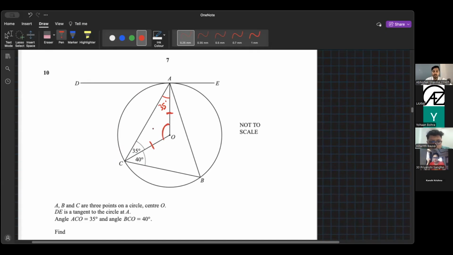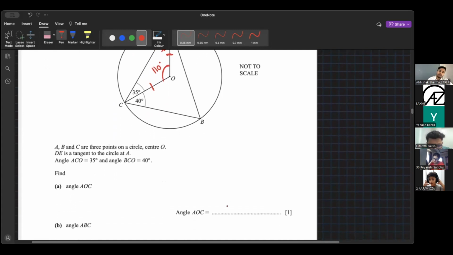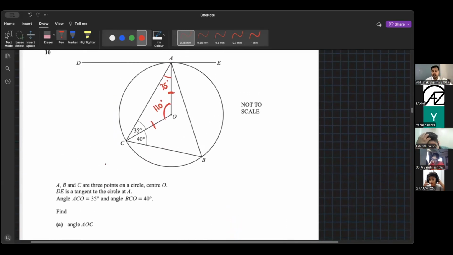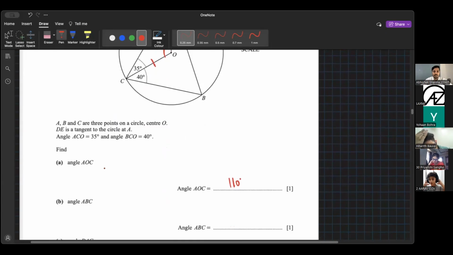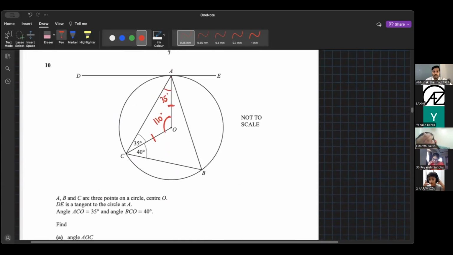No, 110. 110, because the sum should be 180 degrees, by the angle sum property of a triangle. Angle ABC, A, B, and C. This angle we have to work out now. So this angle will be how much?